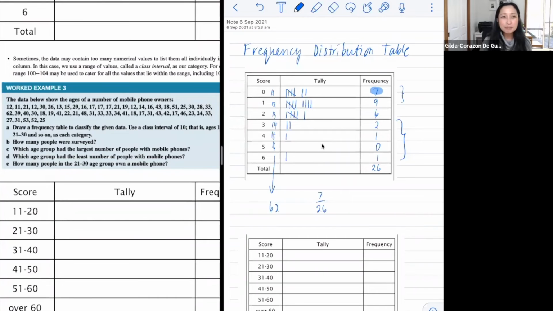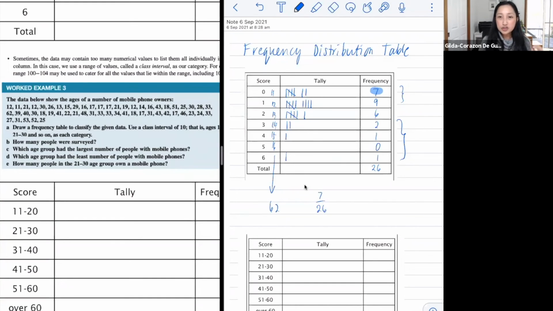So our objective here as statisticians, as mathematicians, would be for us to organize the data. When you tally it and write down the frequency of how many times this score appeared, then it's not actually presenting it in a better way. It's just really like having it as raw data, right? So your objective is to make your frequency distribution table or your data a little bit easier to read, right?